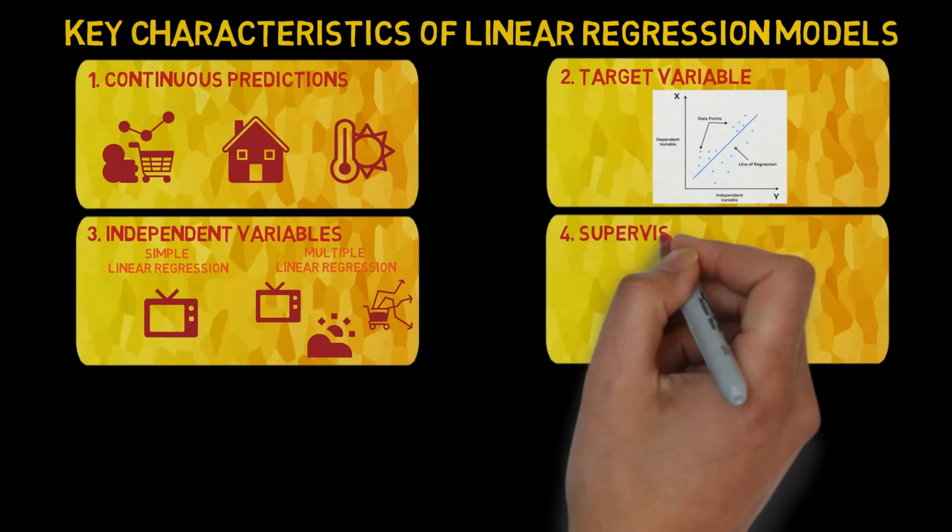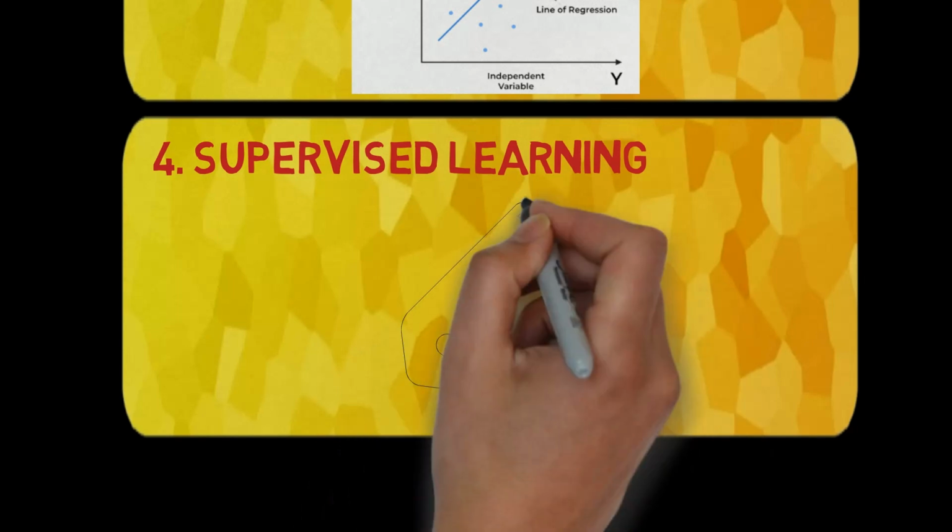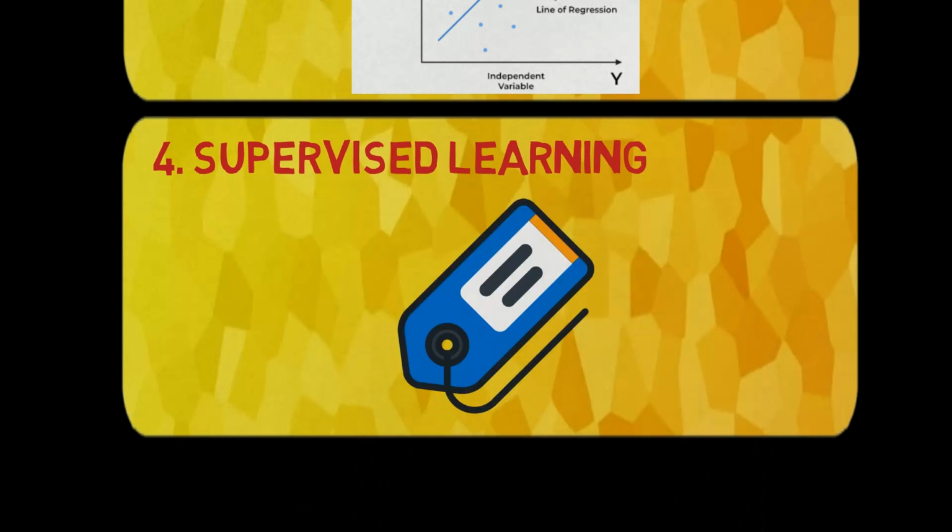4. Supervised learning. Linear regression requires labeled data, where each data point has both input features and a corresponding output, target value. The model learns the relationship between them during training.